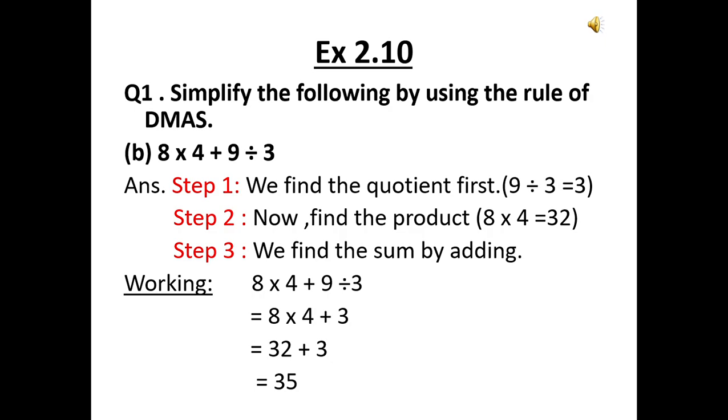8 into 4 plus 9 divided by 3. First we have done 9 divided by 3, so it came 8 into 4 plus 3, and then we have performed 8 into 4, which is equal to 32, and then we have added 32 plus 3, which is equal to 35. In this way we have to solve. Now let us see the next example.